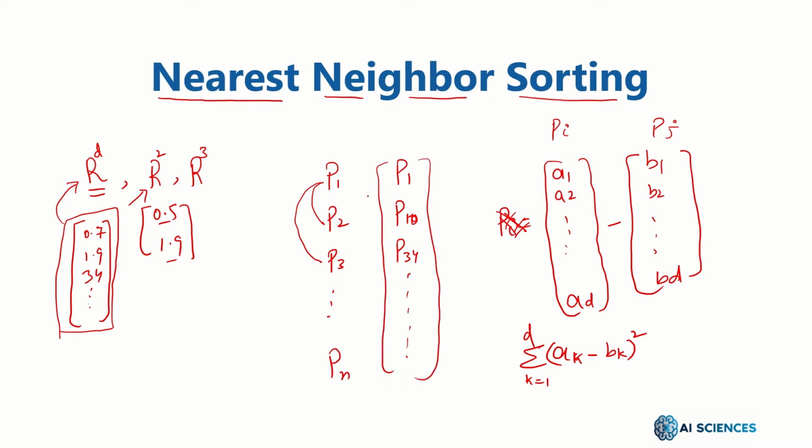What if we want to sort all the points with respect to every point? For example, we want a sorted order with respect to P1, a sorted order with respect to P2, a sorted order with respect to P3, and so on. This problem is what we are calling nearest neighbor sorting. We want to find the nearest neighbors of every point, and we actually want to sort all the points with respect to their distances from every other point.